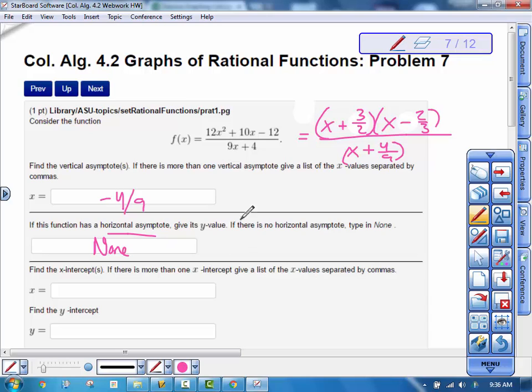Okay, so x-intercepts. X-intercepts occur where y is 0, so that's where the top is 0. I can get that from decimals or from right here now, negative 3/2 and 2/3. And then the y-intercept is where x is 0, so plug in 0 for x, you get negative 12 over 4, which is negative 3.